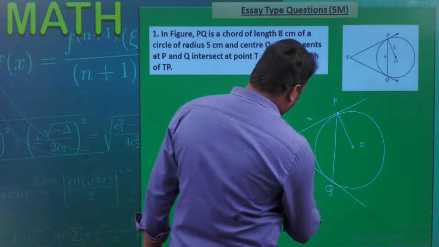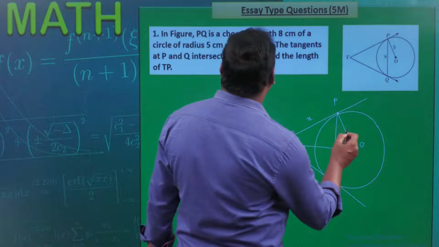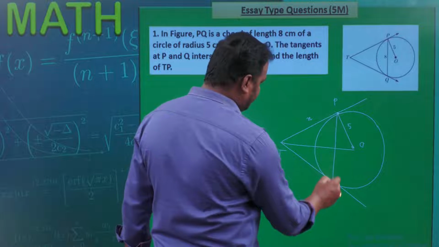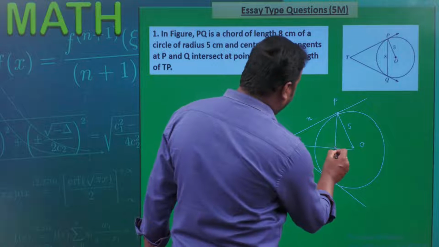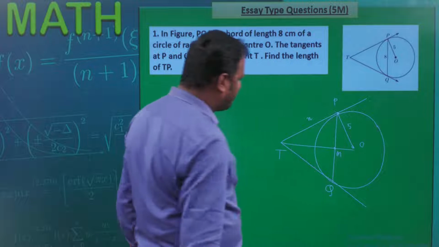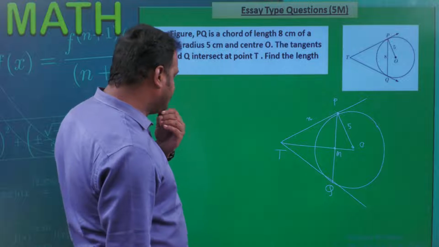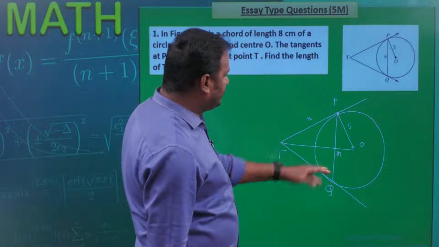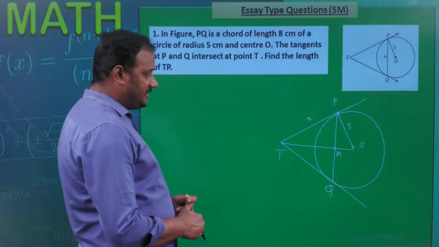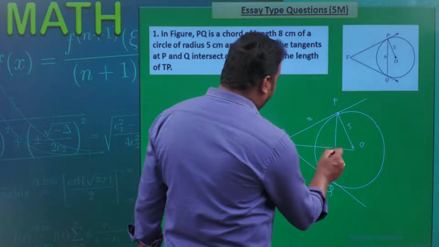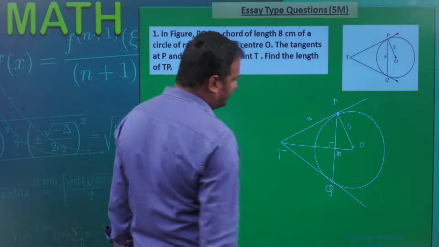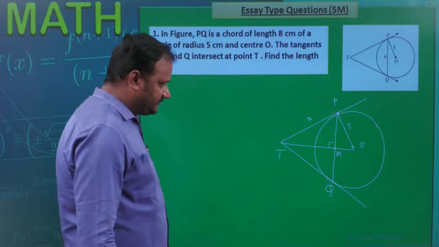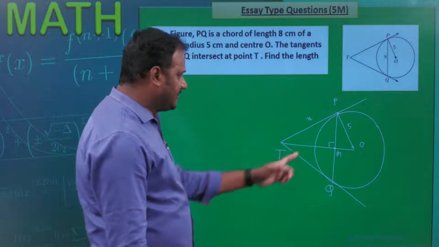And if I join this, radius is given as 5 centimeters. So this is 5. This total one is equal to 8 centimeters. Let this point of intersection be some M. Now I would like to have a few things here. Those few things are that TPQ is a triangle where angle TMP is 90 degrees. TMP is equal to 90 degrees. That was the result already proved, so you don't have to prove it again. It is already 90 degrees.